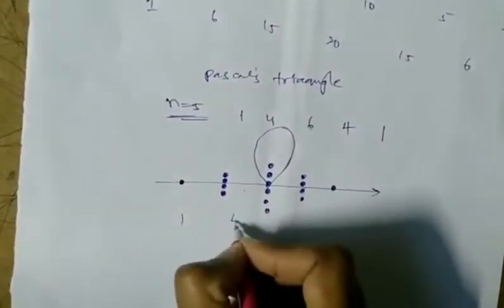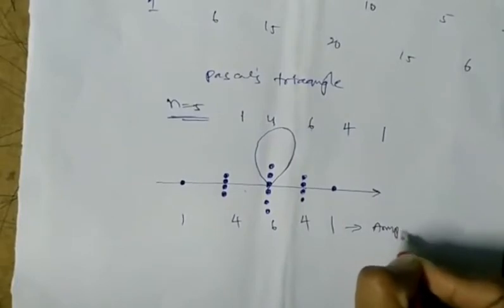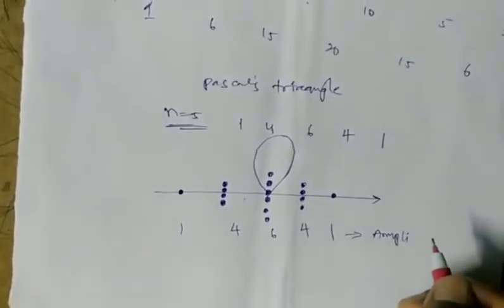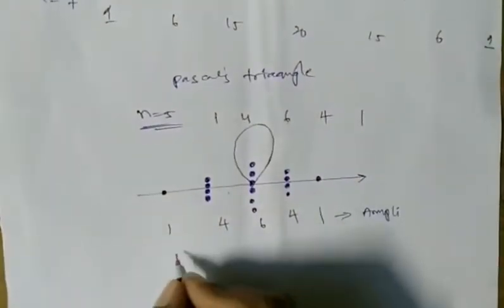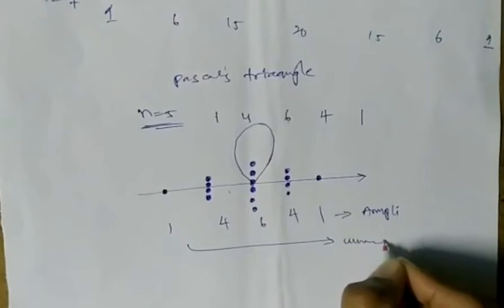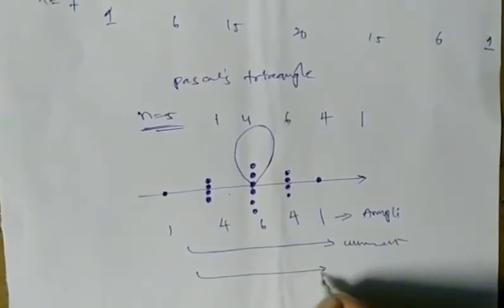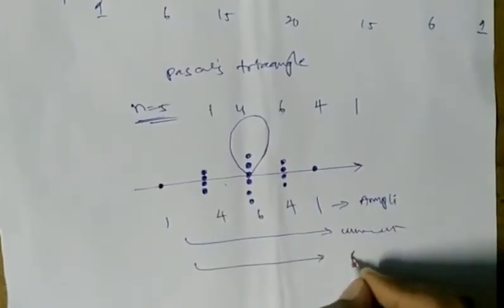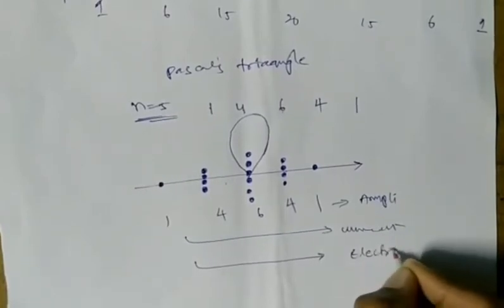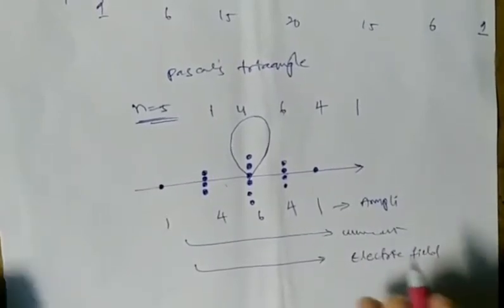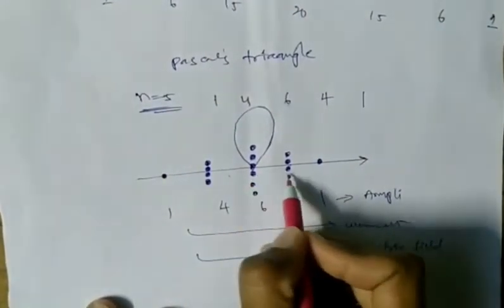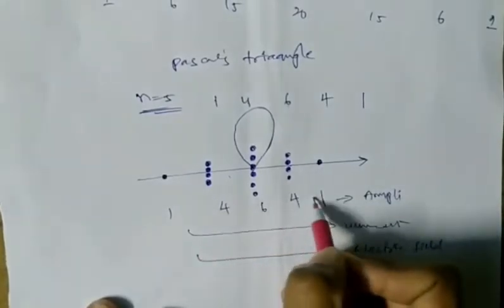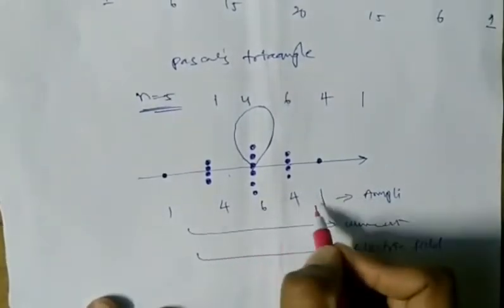Here 1, 4, 6, 4, 1 is nothing but the amplitude ratio. It is also called the current distribution, and it is also called the electric field ratio. Why? Because here the amplitude is 1, here 4, here 6, here 4, here 1. It is called amplitude ratio, current ratio and electric field ratio.